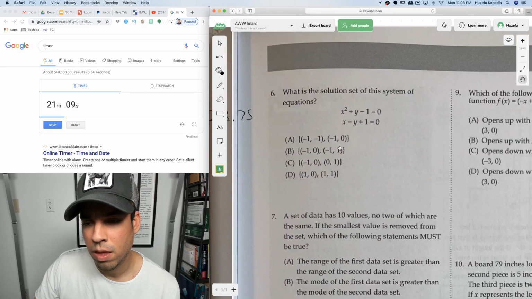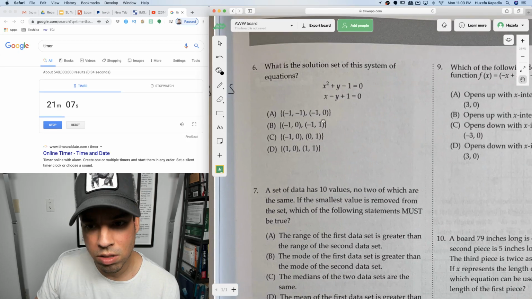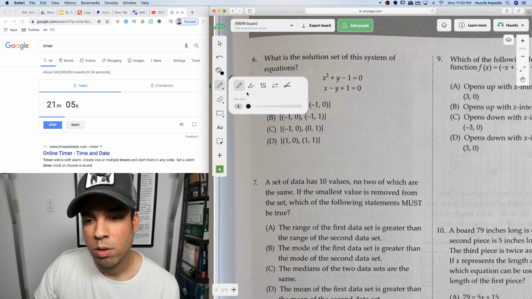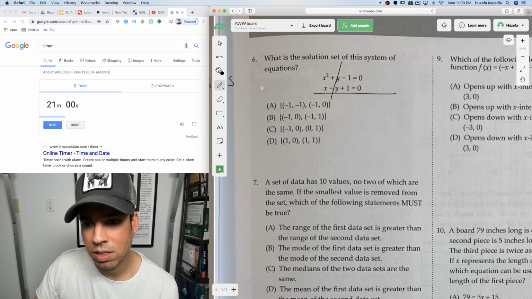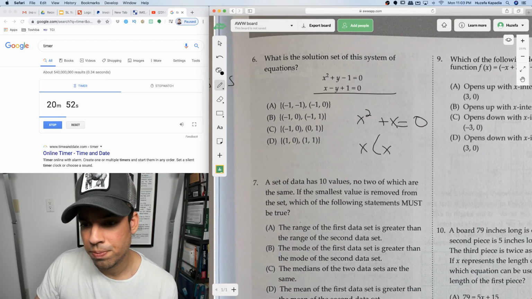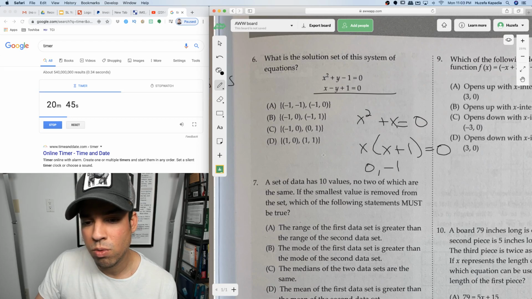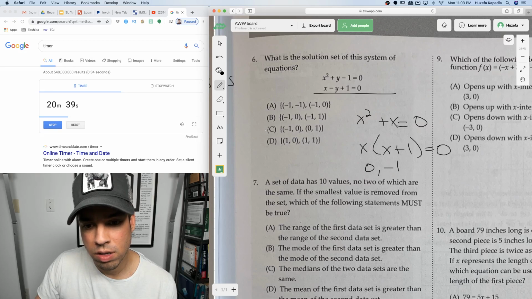Number 6. What is the solution set of this? All right, we've got a system of equations. I'm literally going to combine them. These cancel out, so I get x squared plus x, and then negative 1 and 1 cancel out, equals 0. Then I'm going to factor, and that equals 0. So my values for x are 0 and negative 1. It's got to be C.